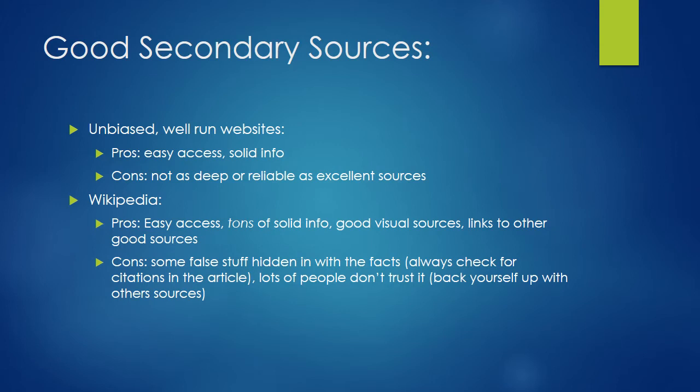The cons, though, are that some false hidden stuff can be hidden within the facts. And this means that you always need to check up on any facts that seem weird or extraordinary, and always make sure you look at the citations at the end of the article. Where did they get the information from that made it onto Wikipedia? And another con is that a lot of people don't trust Wikipedia at all. And this means that if you only use Wikipedia, a lot of people won't trust your research. So you need to back yourself up with other sources besides Wikipedia.